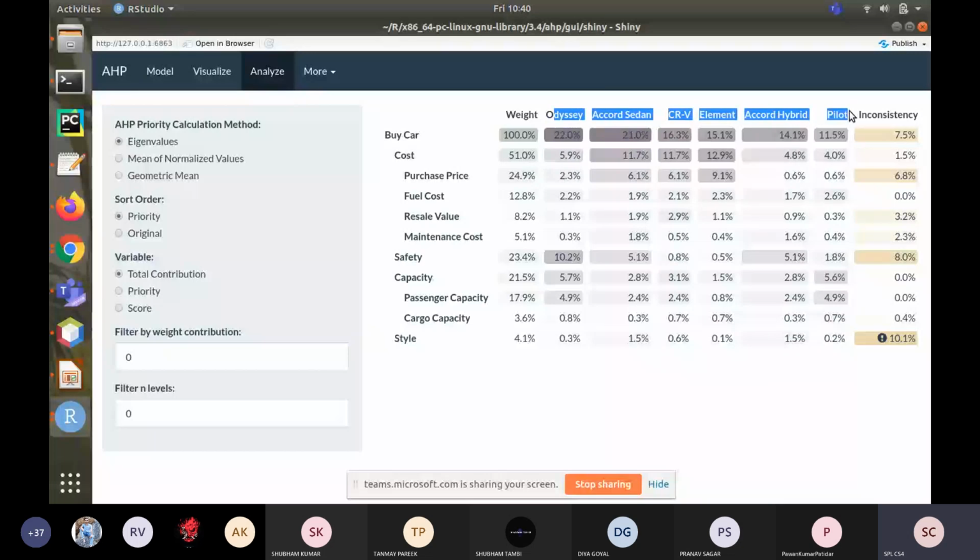Odyssey, Accord Sedan, CRV, Element, Accord Hybrid, and Pilot. I've ranked them. And the maximum percentage in the final result is obtained by Odyssey. It means it has obtained rank 1. That is, Odyssey is the most favorable according to the criteria that have been mentioned in the AHP model. Now, coming to our own example of web frameworks.